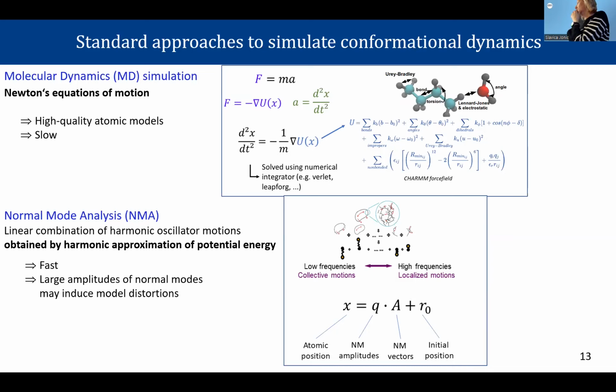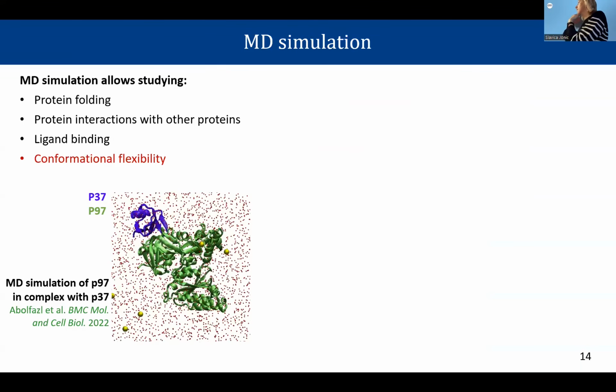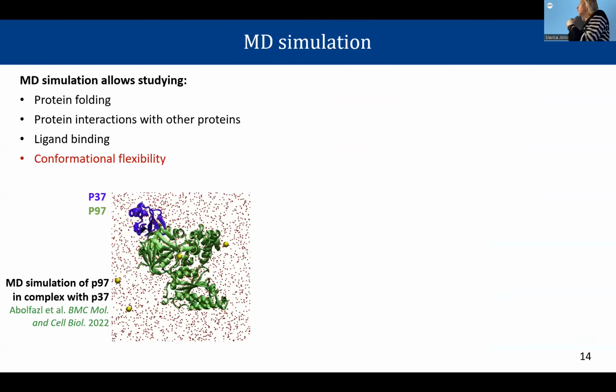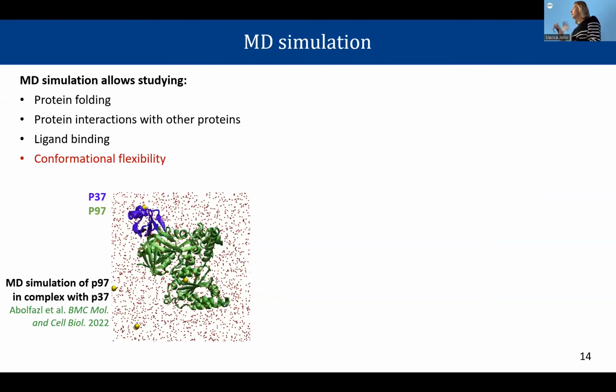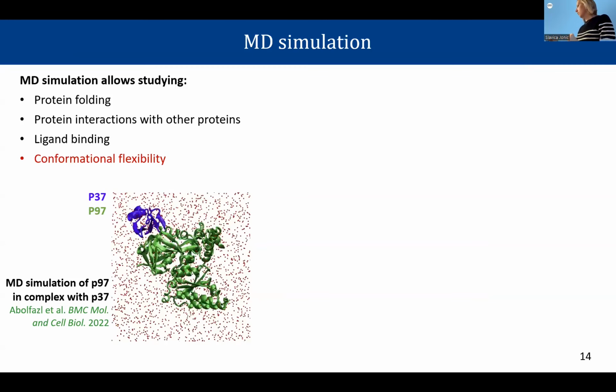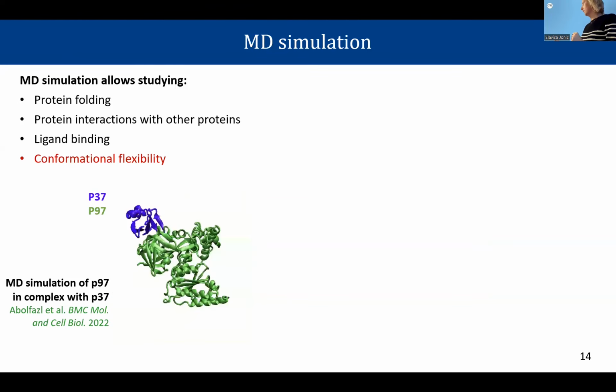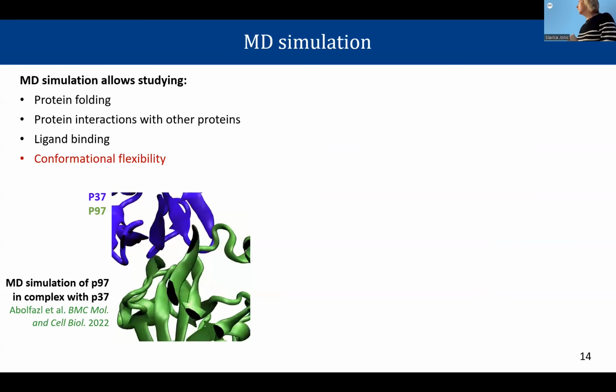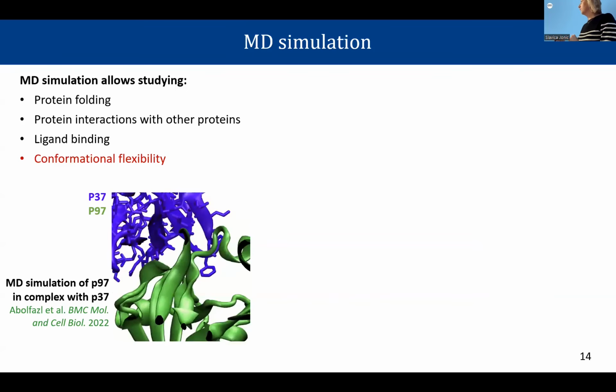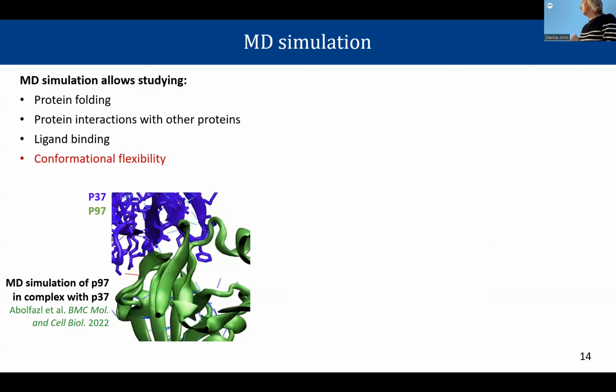Also, the problem of normal mode analysis is that it is valid only in the vicinity of this initial structure. For large amplitudes of these normal modes, you can get some model distortions. So this is what MD simulation is doing. MD simulation is moving the atoms very slowly, and as you see, it's a zoom. It has been used for many purposes, as you can see here.